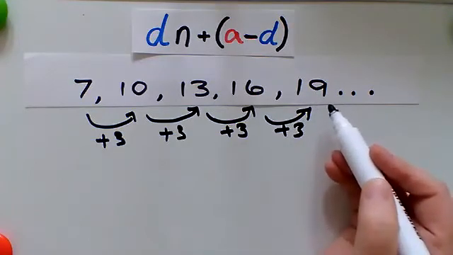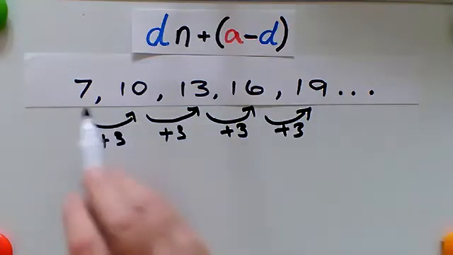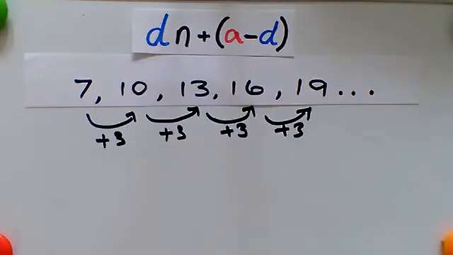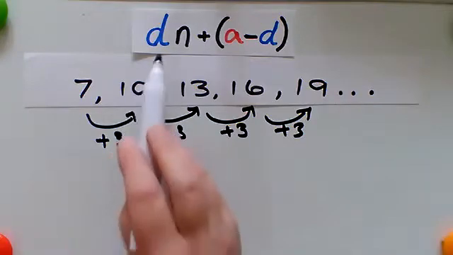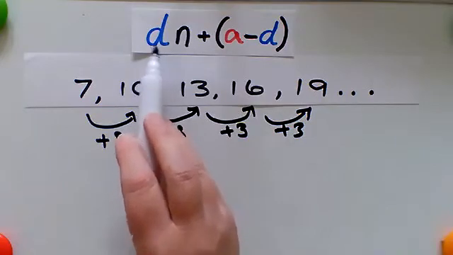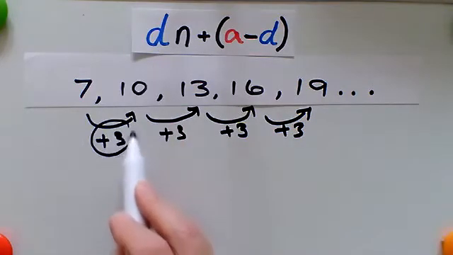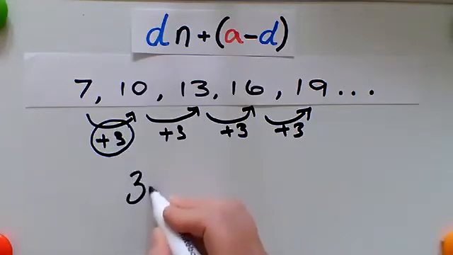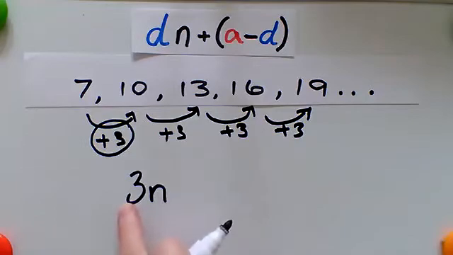So the term-to-term sequence would be I start at 7 and then I add 3. But we don't want the term-to-term sequence, we want the nth term sequence. And this is where this little formula up here comes in really handy. In the case of this sequence, the D is our difference. So the difference in this case is 3. So 3 becomes the coefficient, the number before the n term.